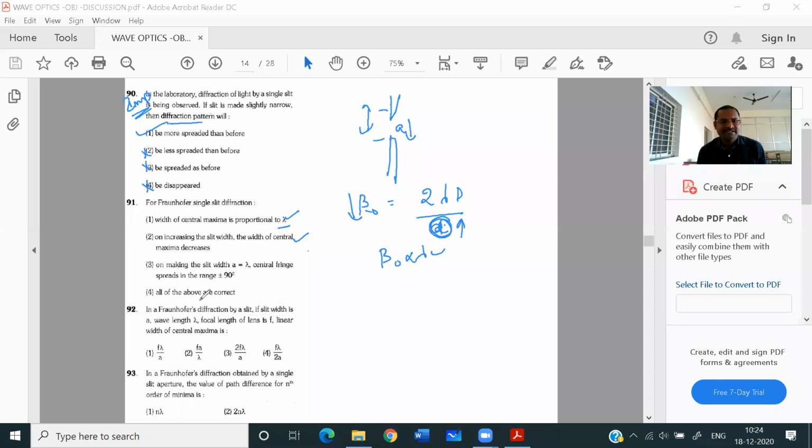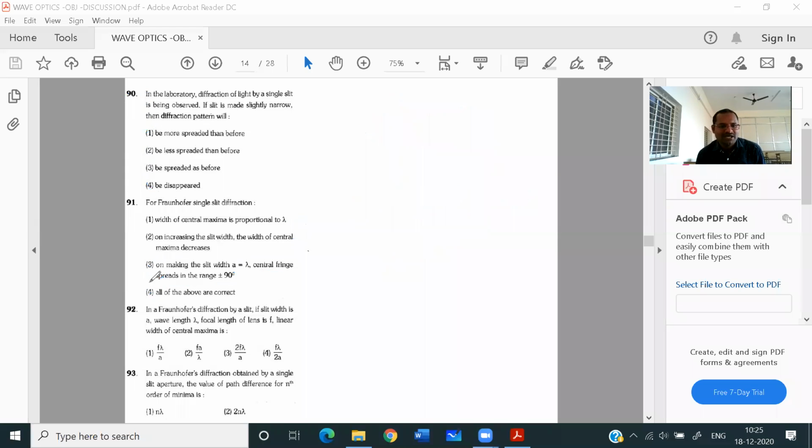The second option is also correct. Next, on making the slit width equal to lambda, slit width a equal to lambda, then lambda cancels, and you will get 2 times capital D as the fringe width. The central fringe spread is 90 degrees plus or minus. Yes, see, the screen will be here. Exactly, it will become double. Exactly 90 degrees it will become. Yes, option 3 is also right. So all of the above are correct. Yes, this is your perfect answer. The perfect answer is the fourth option, all of the above are correct. Question number 91, all the above answers are correct. Okay. Option 4 is the right answer.